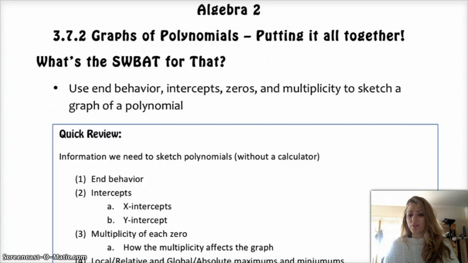Today we're going to finish 3.7, which is all about graphing polynomials. I'm just going to give you two more things to think about, and with those two pieces, you should be able to sketch pretty much any polynomial, within the scope of this course. We're going to be looking at end behavior, intercepts, zeros, and then today we're going to talk about how multiplicity affects the zeros.